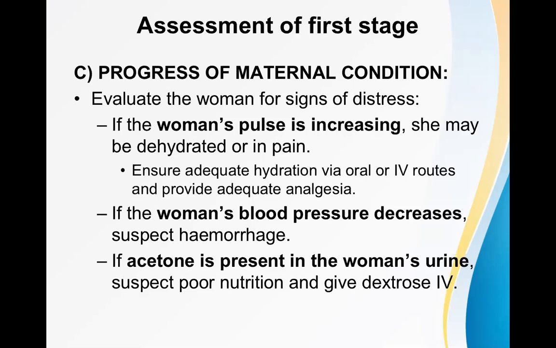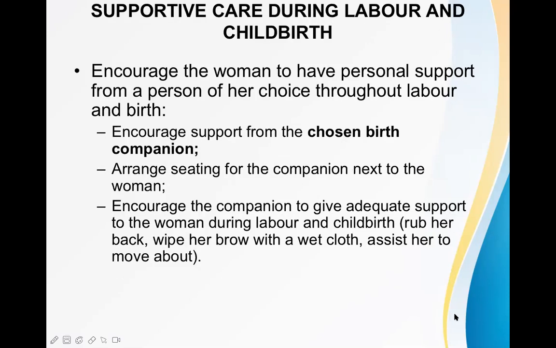So let me repeat again. Once one type of ketone body is formed, the other types of ketones are also present in that woman's body. Isn't it? It's quite easy to understand. Now, what are the supportive care we should provide during labor and childbirth?